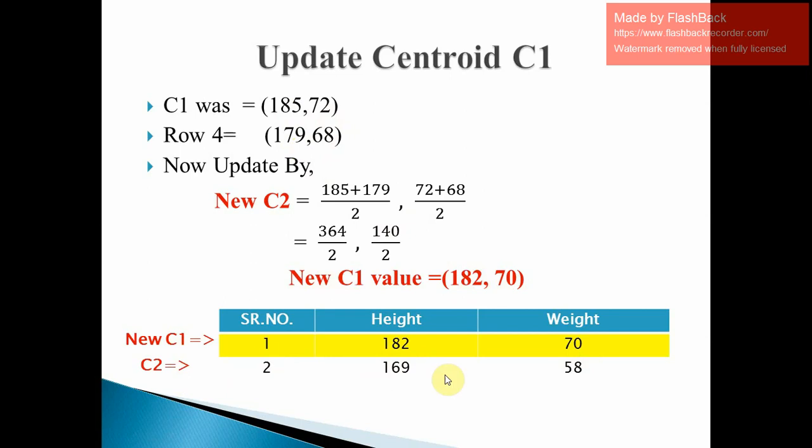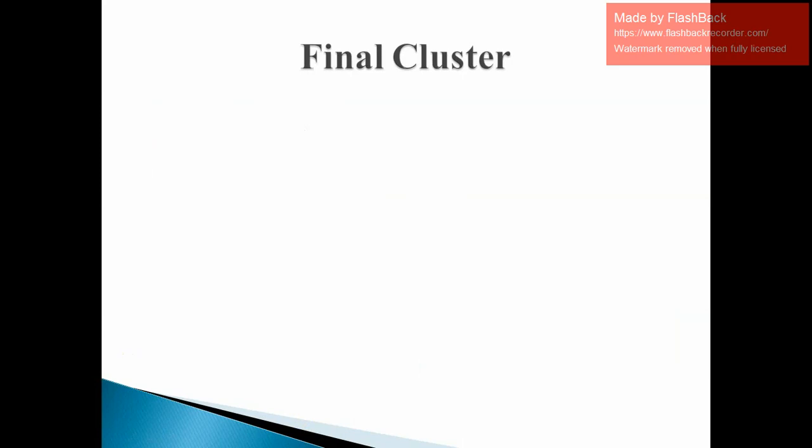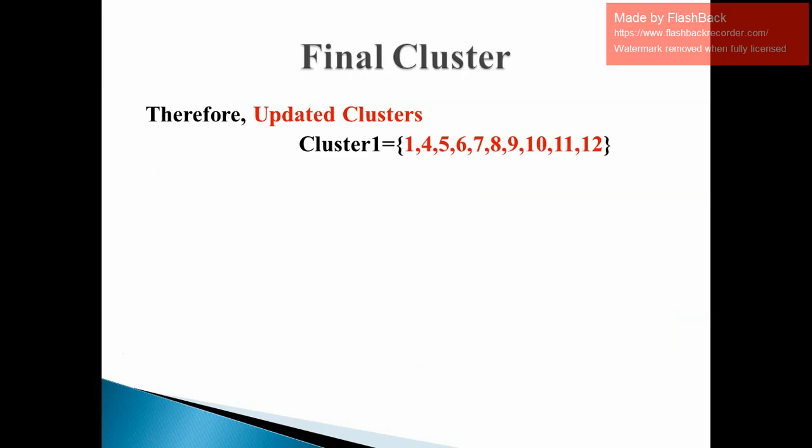So this will be the next iteration. According to this, we are performing the same iterations for every row, that is row 5 to row 12, and updating the clusters as cluster 1: 1, 4, 5, 6, 7, 8, 9, 10, 11 and 12, and cluster 2 will be 2 comma 3. These clusters are updated by using the same iterations which we have seen for row 3 and row 4.